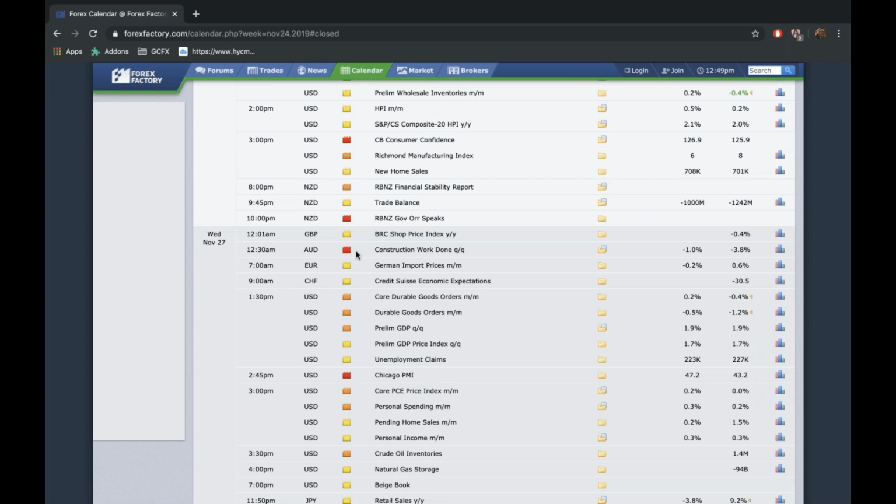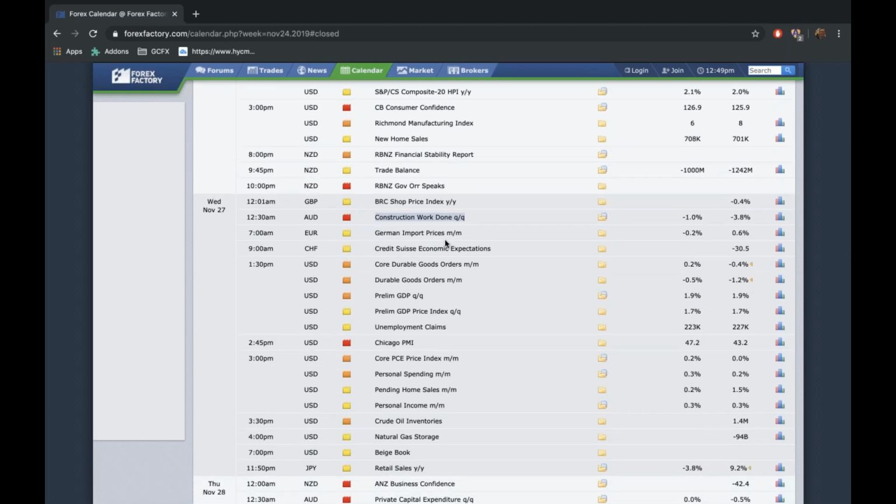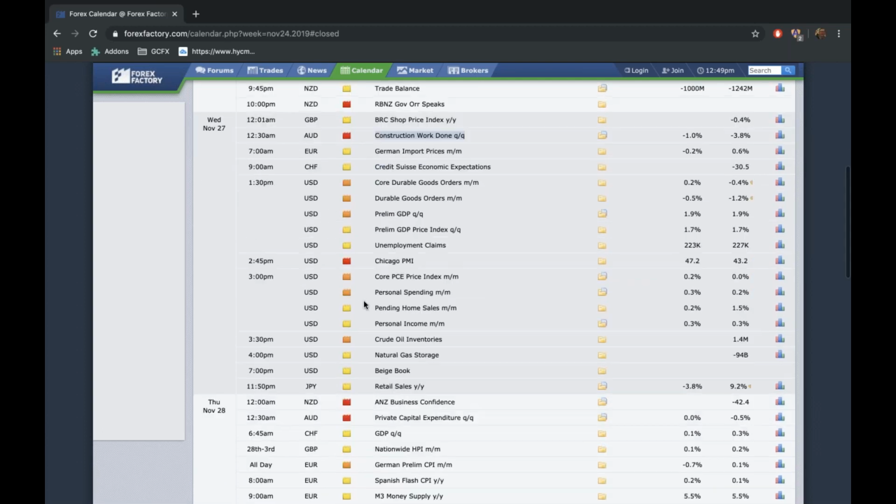Again, construction work will be important for the Australian dollar. One event to watch, keep an eye out for. Look when you come to the market, see what that data point was. It's likely to drive the Australian dollar alongside US-China trade deals.